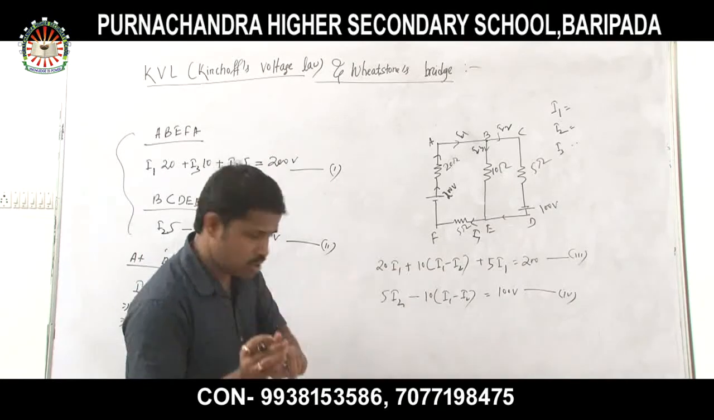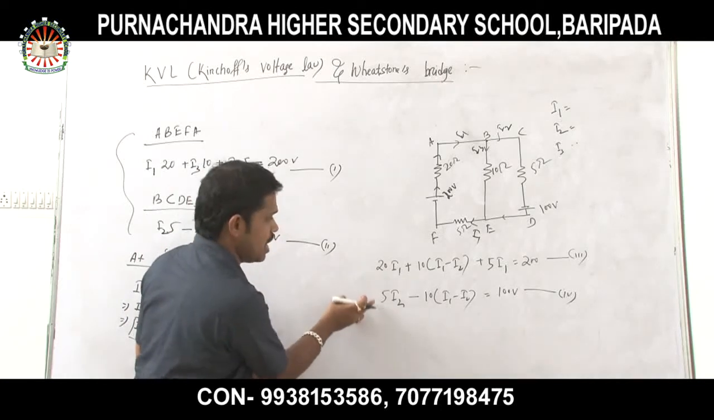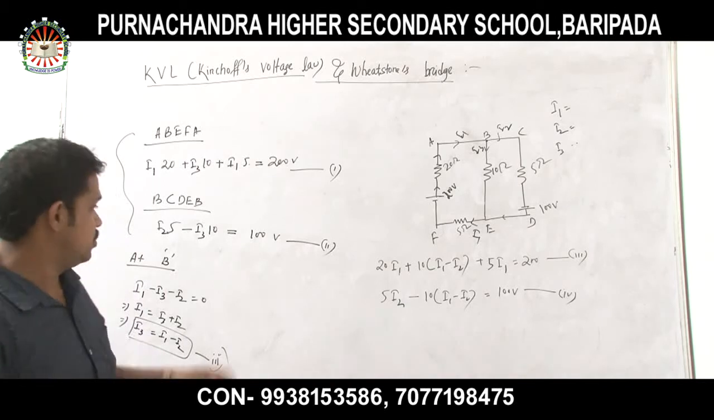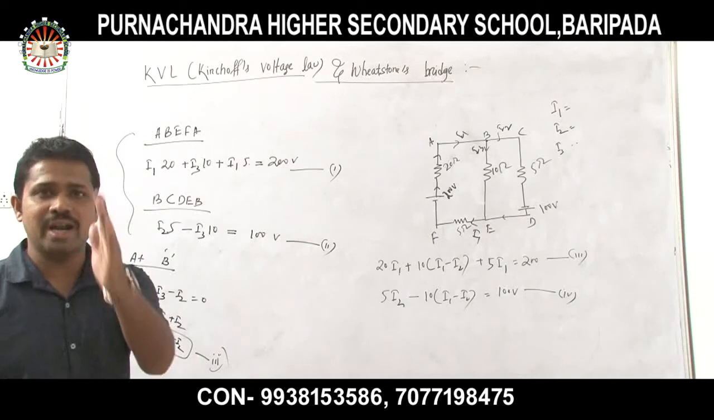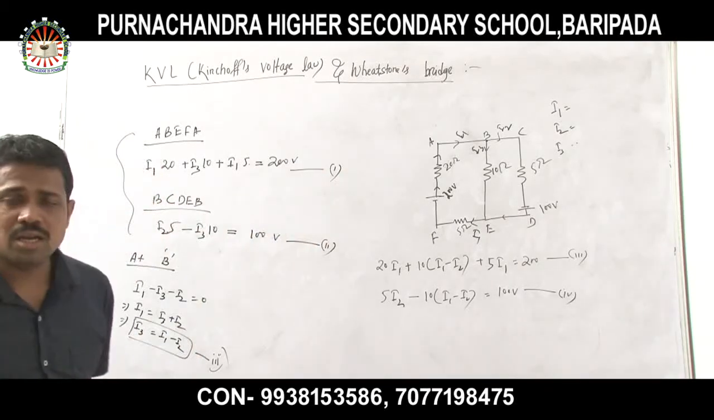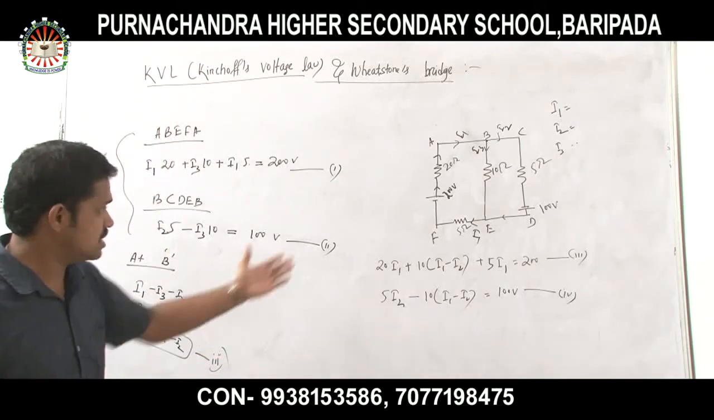I1 and I2 are two unknowns, and there are how many equations? Two equations. Okay. So from equation 3 and equation 4, you can easily find out the value of I1 and I2. So in this way, you can find out the unknown currents flowing in a closed circuit using KVL. So this is an example.